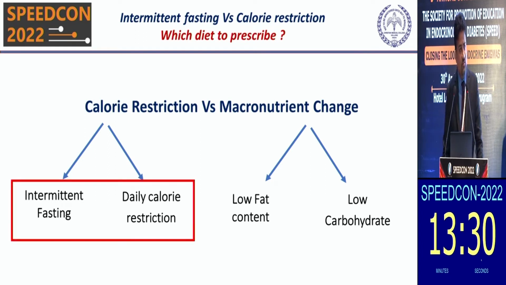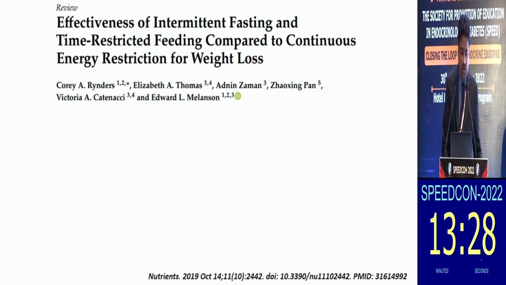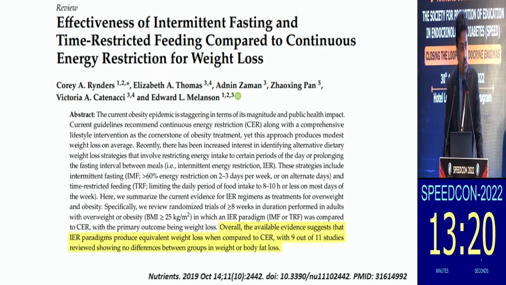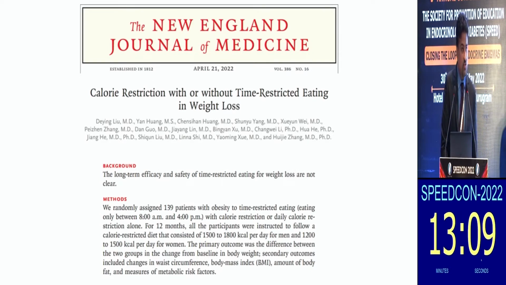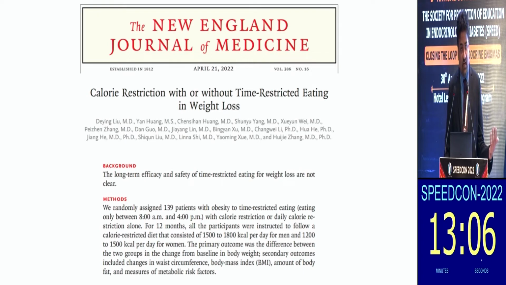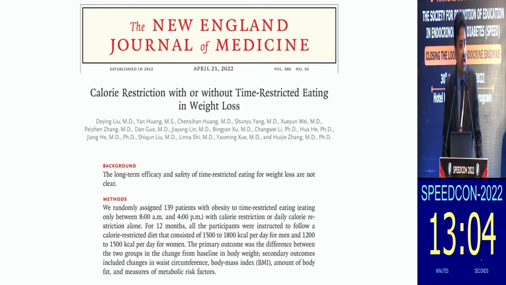When you look at the evidence with respect to what happens with intermittent fasting versus recommended daily calorie restriction, in this meta-analysis of over 11 studies, more or less they are equally effective. A very recent paper in NEJM last week talks about a randomized controlled trial where 139 subjects were randomized to intermittent fasting versus a daily calorie restriction irrespective of time. And the amount of calories in both the groups was the same. The results show that practically there is no difference between the two arms.